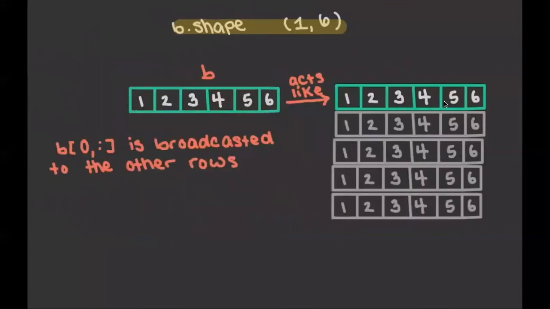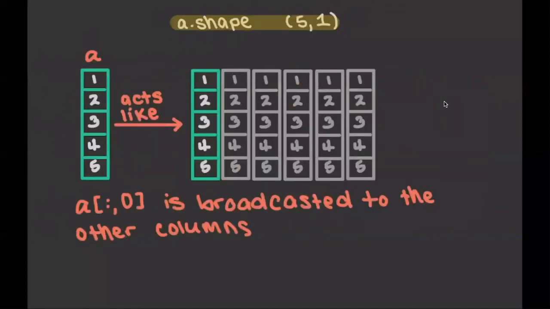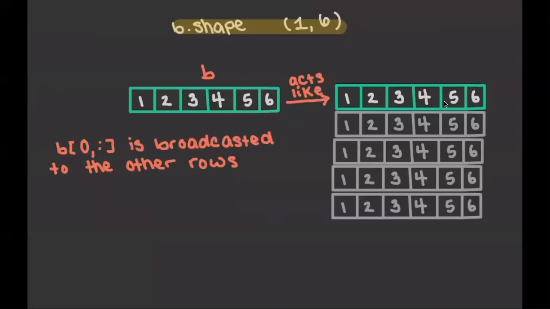Similarly, let's say we have B, which is a 1 by 6. Very similar to the case of A, we're going to broadcast this row so that there are 5 total. And this is, again, how B can act like a 5 by 6 array. So for instance, A can act like a 5 by 6, B can act like a 5 by 6, and this is how we could broadcast them together.